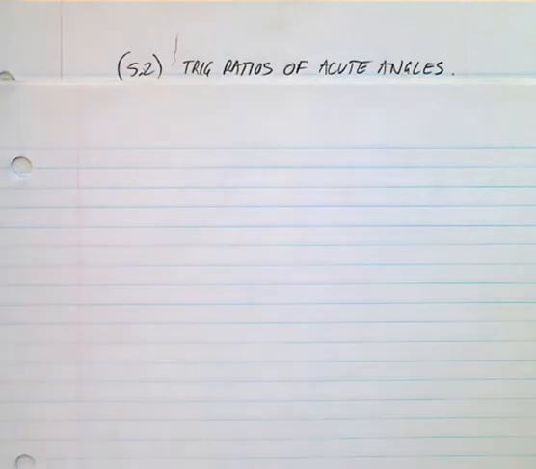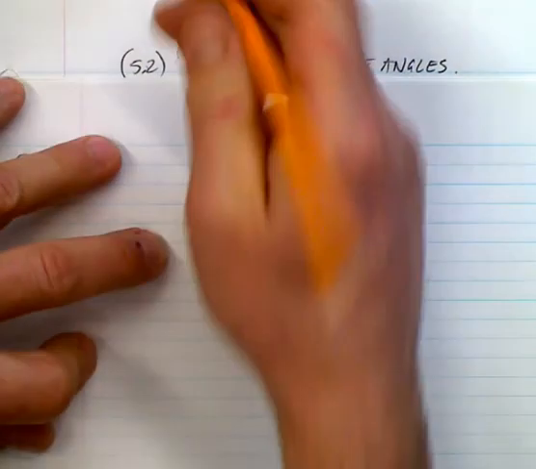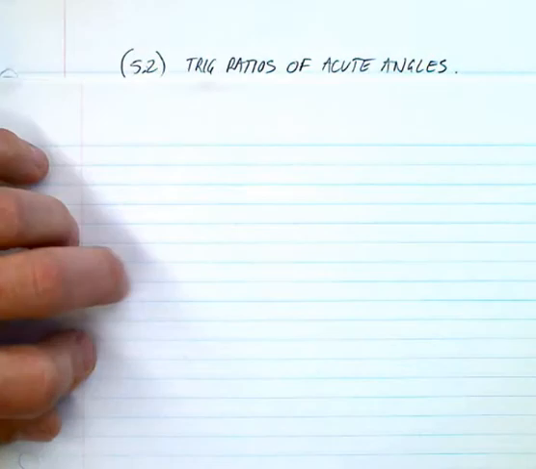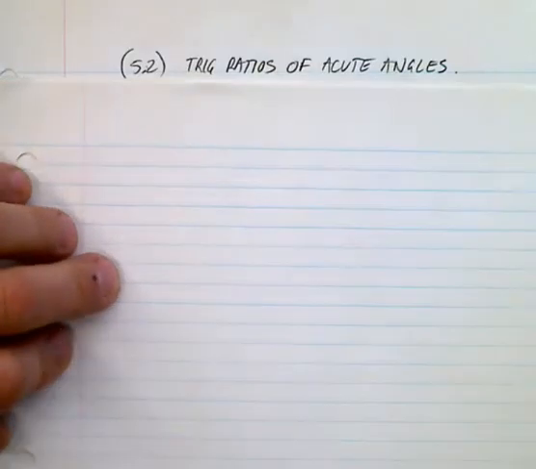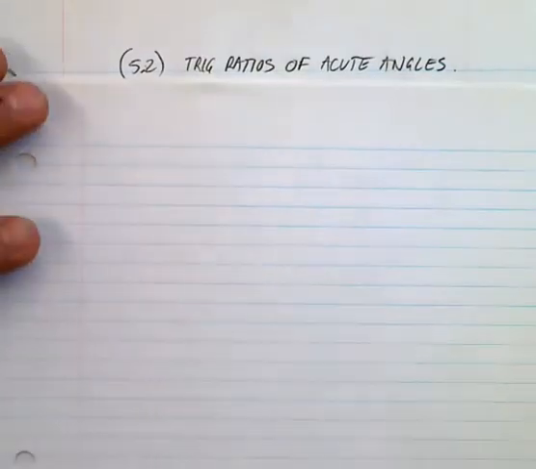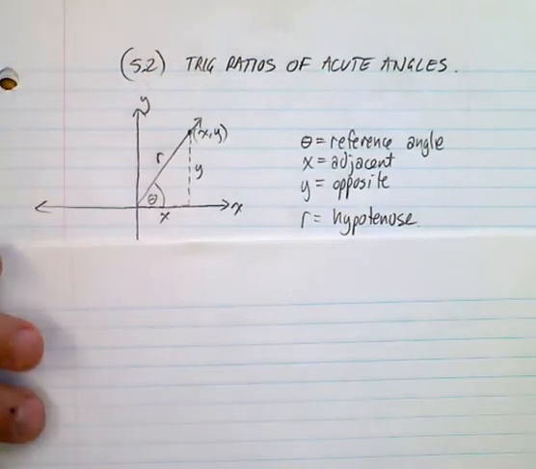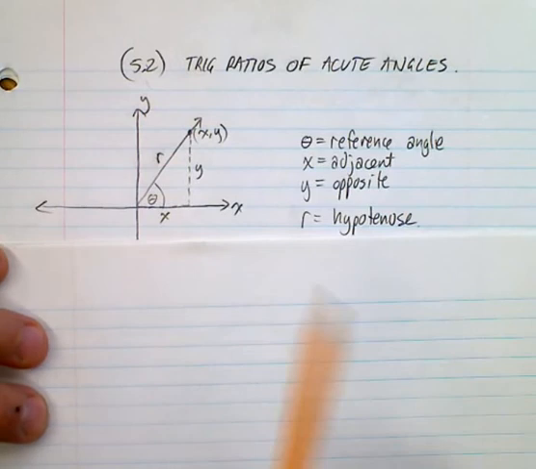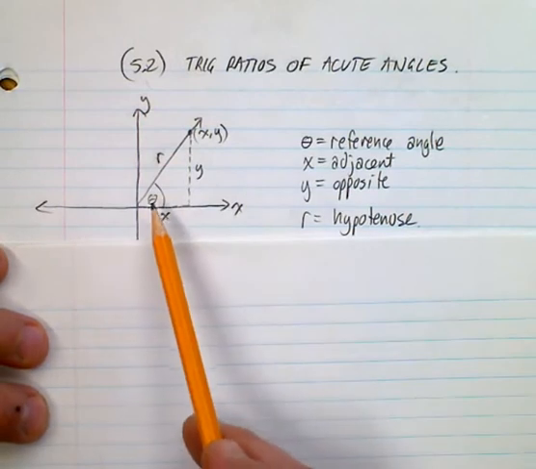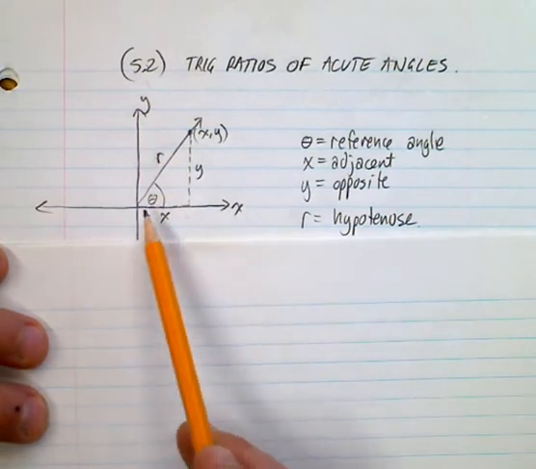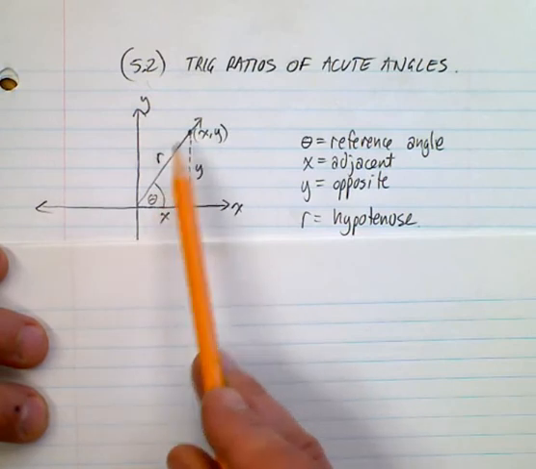Okay, here we go, ladies and gentlemen, section 5.2. We're looking at trig ratios of acute angles, basically any angle as you go around the whole 360 degrees. First of all, I'd just like to remind you quickly of what we're looking at here. So this is an angle in standard position, this being the initial arm, this being the terminal arm.